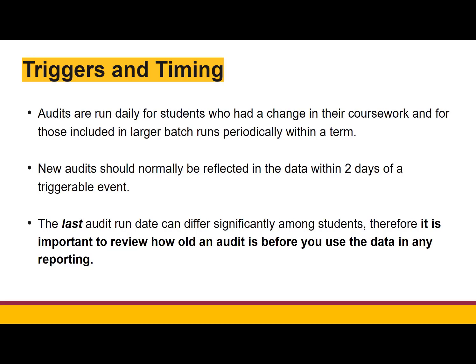In terms of change, it would be any change that occurred, say today. That change could be a dropped course, an added course, a major change, a grade that was posted, or maybe a changed grade. If that happens today, then a batch run will run tomorrow, and then the day after that, we'll see that student's audit in the warehouse. So like I just said, a 2-day turnaround.